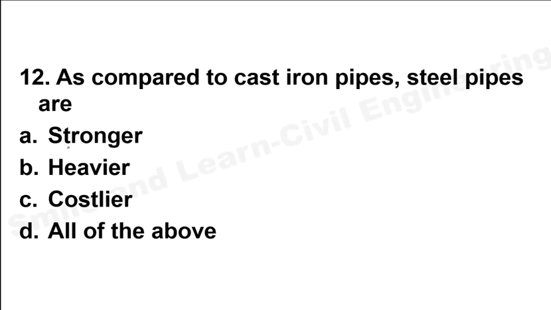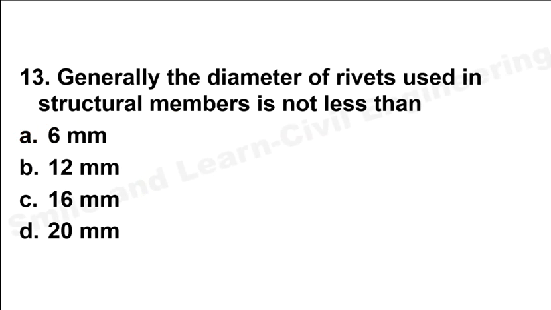Next question. As compared to cast iron pipes, steel pipes. See, cast iron pipes are definitely heavier than steel pipes, so this is not okay. Cast iron pipes are also costlier, so the correct answer is stronger. Steel pipes are stronger than cast iron pipes. Next question. Generally the diameter of rivets used in structural members is not less than, correct answer is option B, 12 millimeter.